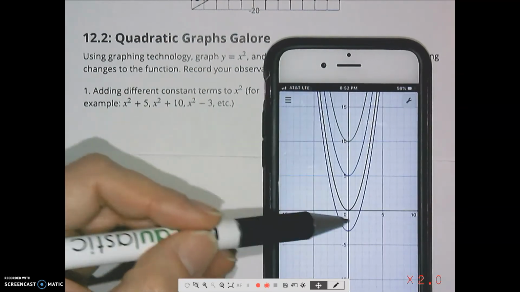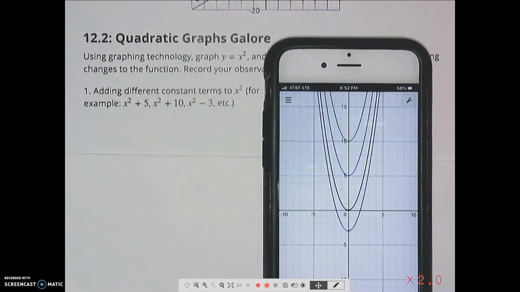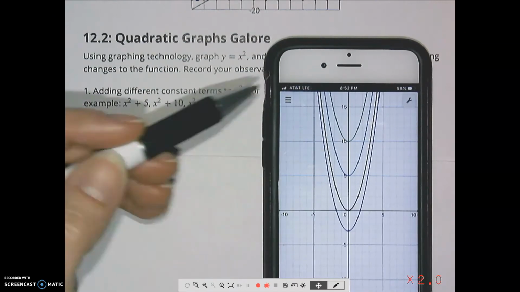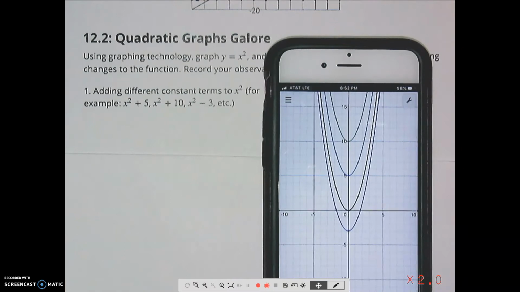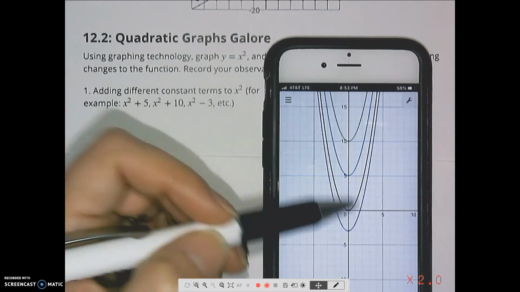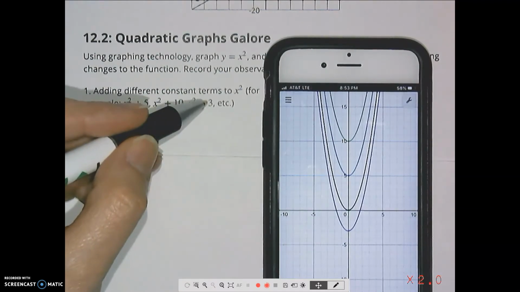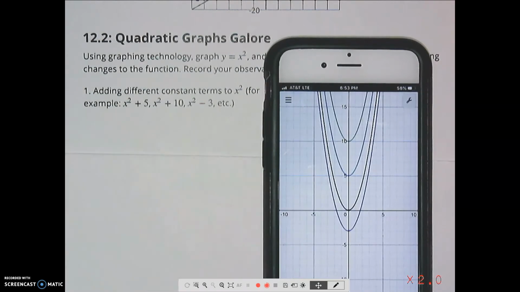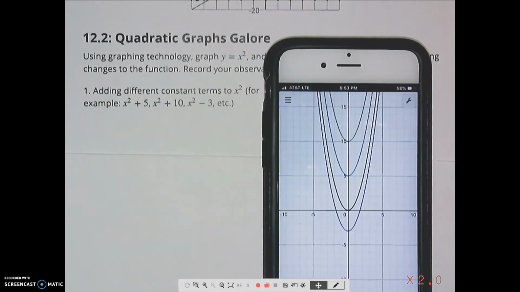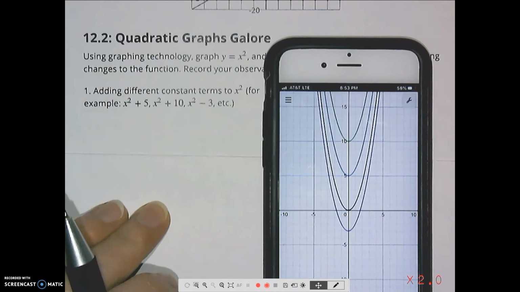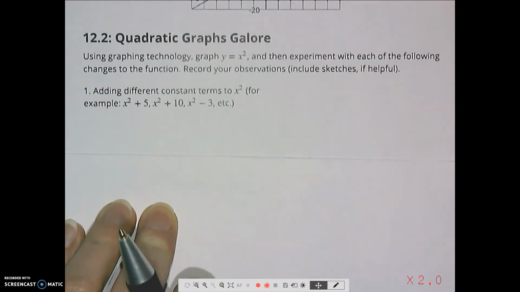So what happens to these? Here's black, the original. What happens as you add 5, that's the blue one, as you add 10, that's the green one, and as you subtract 3, that's the purple one here? As you're adding a number onto the end, it just shifted it up that many spaces. When you're subtracting a number from it, it's going to move it down. Did it change how wide or how skinny it was? No, it's the exact same thing, just shifted up or down. Okay, so adding different constant terms is just going to move it up or down.